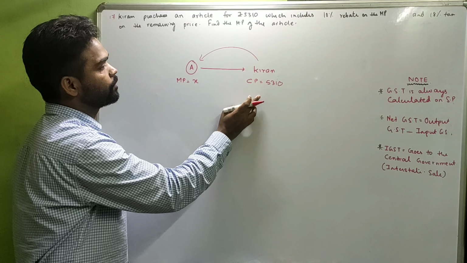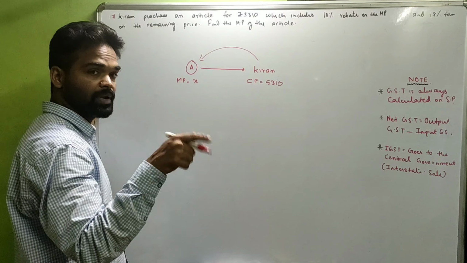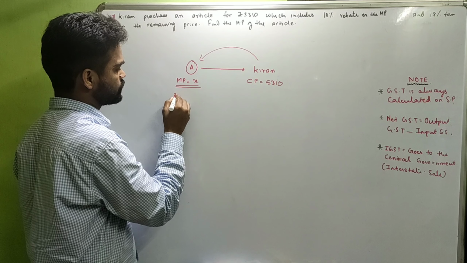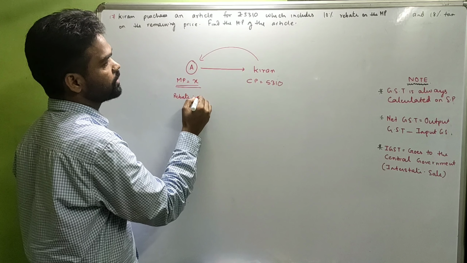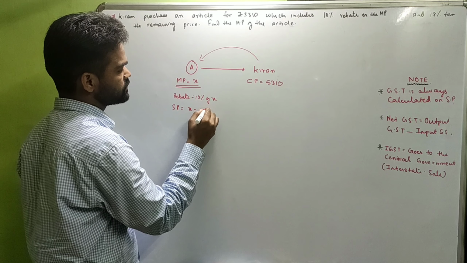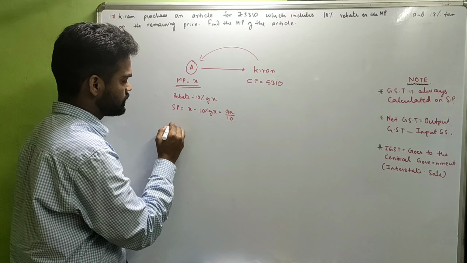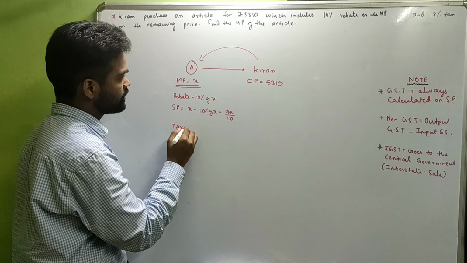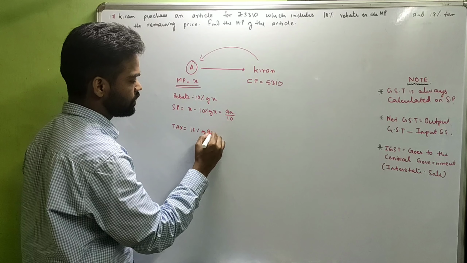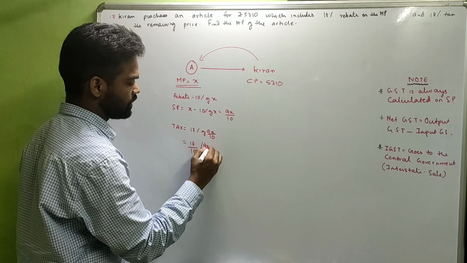Kiran purchased an article for rupees 5310, which includes 10% rebate on the mark price and 18% tax on the remaining price. Find the mark price of the article. Very easy. Let the mark price be X. So rebate or the discount is 10% of X. So the selling price is X minus 10% of X, that we know is 9X by 10. On this, the tax is calculated. Tax is how much? 18%. So that's 18% of 9X by 10, so that's 18 by 100 times 9X by 10.